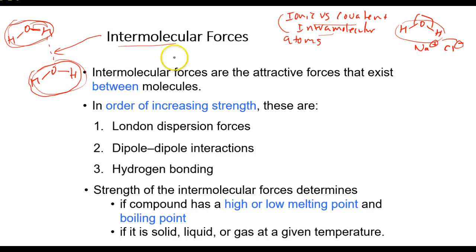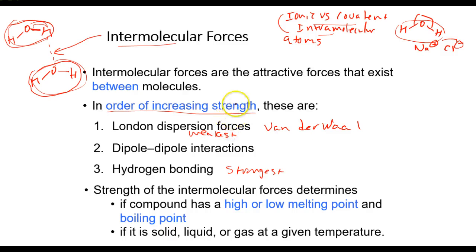And there are three forces we're going to talk about. One is called the London dispersion force. This has also been called a van der Waals force. Some of you might have heard it as a van der Waals force, basically the same thing. Then dipole-dipole interactions, and then hydrogen bonding. This is in order of increasing strength, how they show you. This is the strongest. Hydrogen bonding is the strongest, and London dispersion is the weakest.